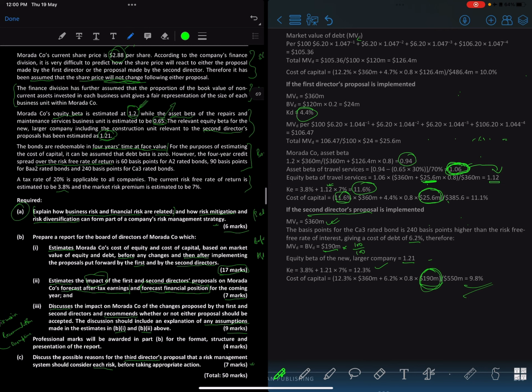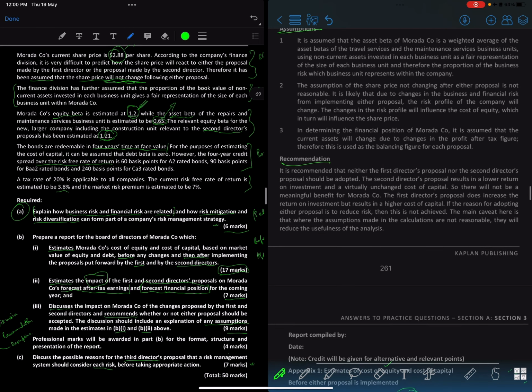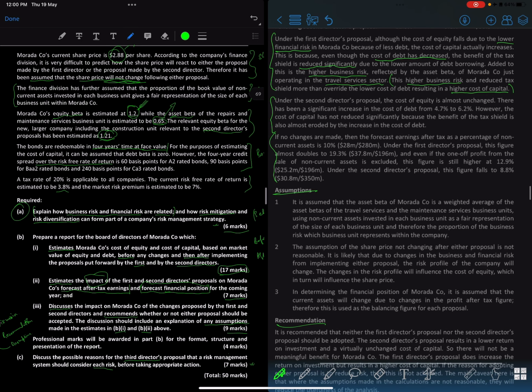So that in turn basically increased our cost of equity. Again, there was an additional thing that did that. There was also a lower proportion of debt, which in turn increased the cost of capital. You see how they have analyzed the numbers as well. Let's look at the second director's proposal after this.